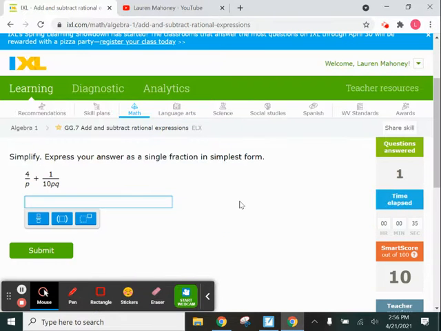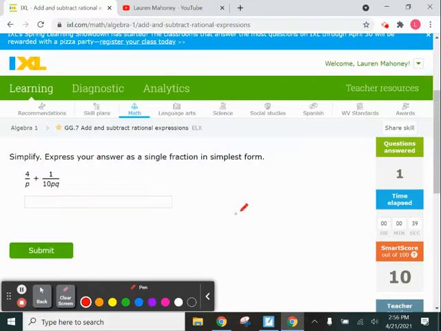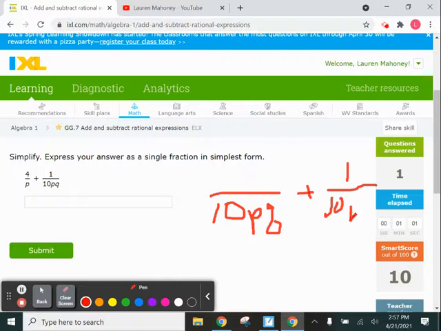If you do not have the same denominator, you have to make them the same. So that would be like this one. My common denominator is going to be a 10PQ. Sorry, I apologize for the ridiculous Q that I have there. The second fraction already is a 10PQ. So I'm going to put +1 over 10PQ. That's already the same.